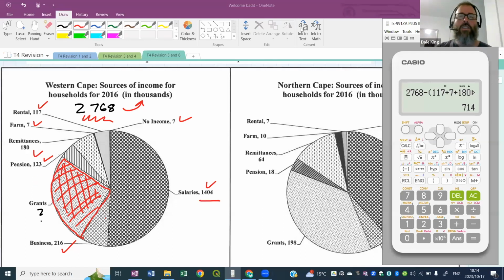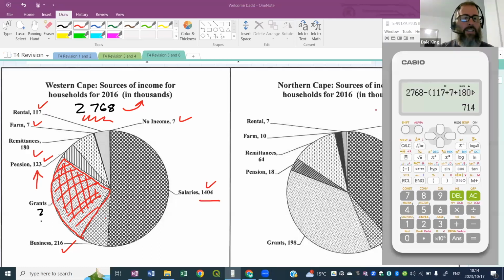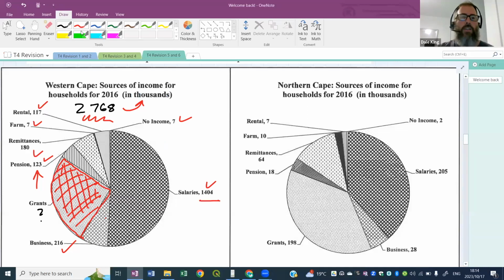They've done the calculation. Okay, good for you. All right. Do you see what we did there? We took the total number of households, 2768, and we subtracted all the pieces that we saw that had values, and that'll leave us with the grants value, which is 714. Remember, do not write 714 in the exam on your answer script. You got to write the proper value. All these values here are in thousands. Just remember that. Even though we're not using all the zeros in our calculation, you will have to add them back on in the end.